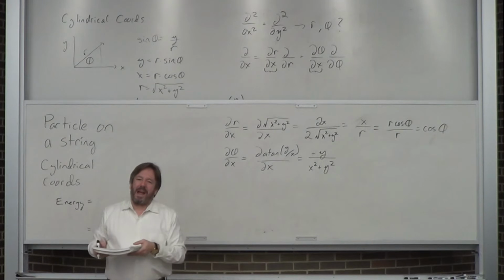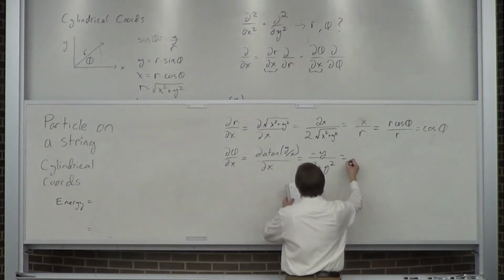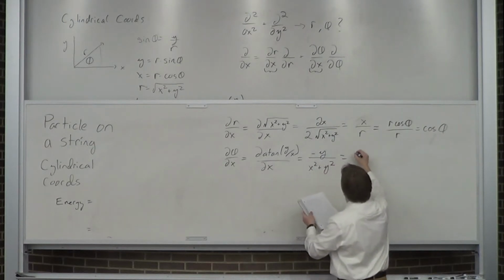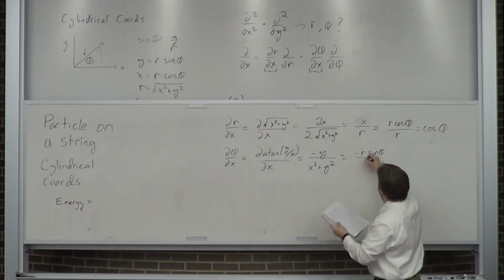All right, whatever. As before, I've got x's and y's, and I can't have that. Okay, y is minus r times sine. Okay, so no more y.